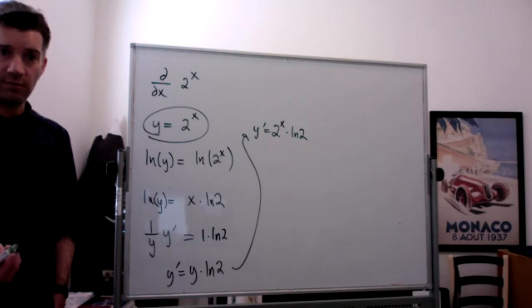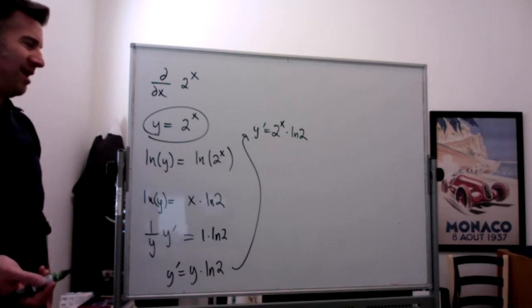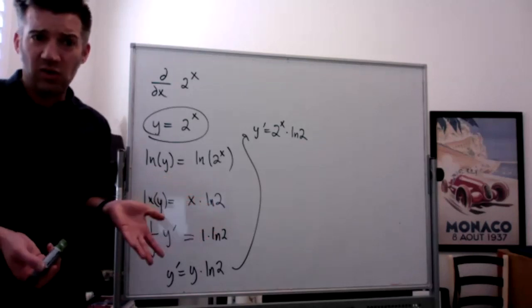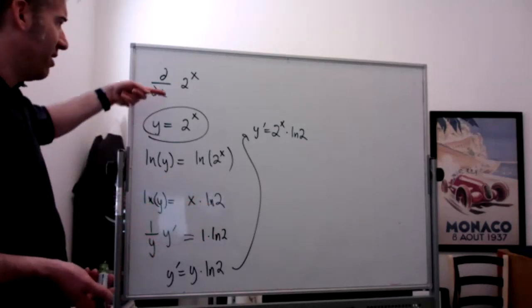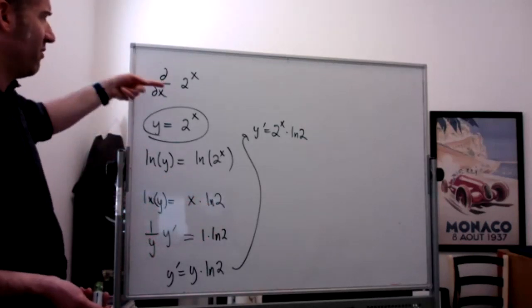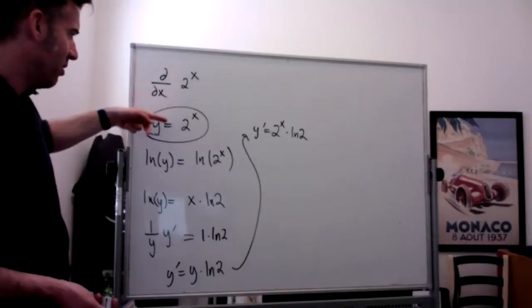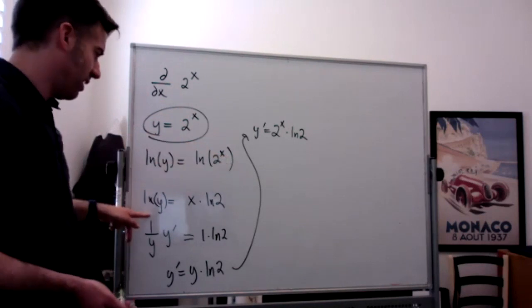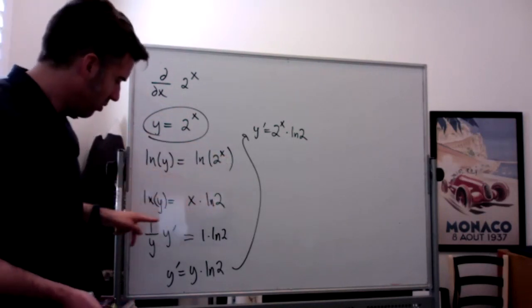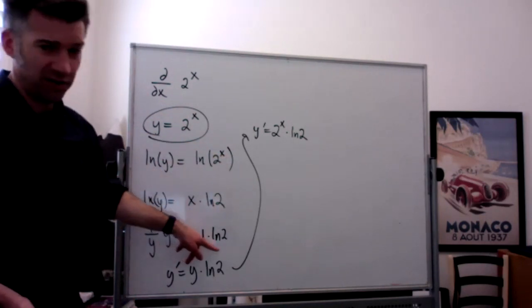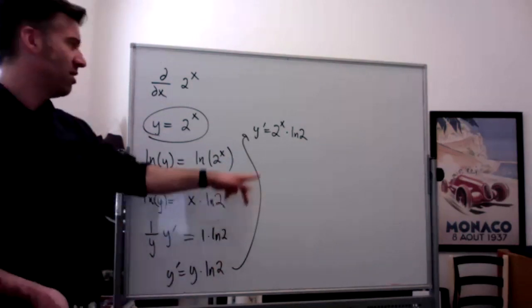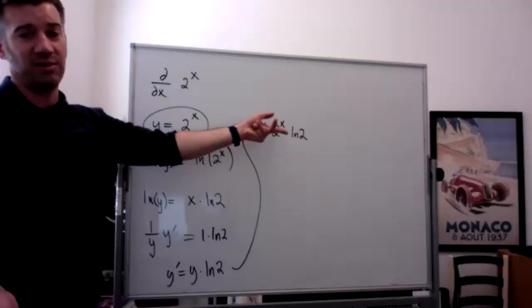And what's nice about this is it doesn't matter what base we use, right? If we had used 5, just replace the 2 with the 5. The derivative of 5 to the x is, well, y equals 5 to the x, natural log of y, natural log of 5 to the x, natural log of y equals x times natural log of 5. 1 over y prime is 1 times natural log of 5. Y prime equals y times natural log of 5. Y prime equals 5 to the x times natural log of 5.